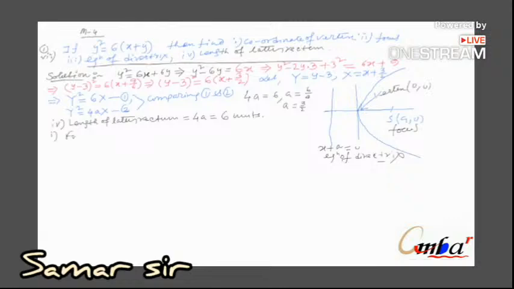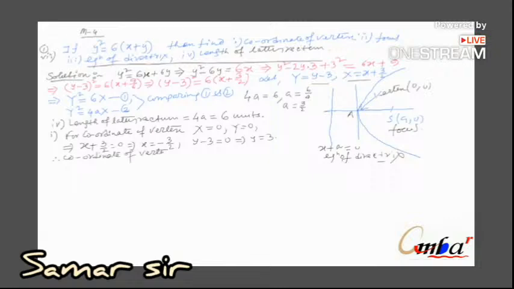And for the coordinate of vertex, as a shift of origin, we can write capital X equals 0 and capital Y equals 0, and put x plus 3 by 2 equals 0 and y minus 3 equals 0. Then we get the answer for the coordinate of vertex, that is minus 3 by 2 comma 3. Okay, this is a clear view.